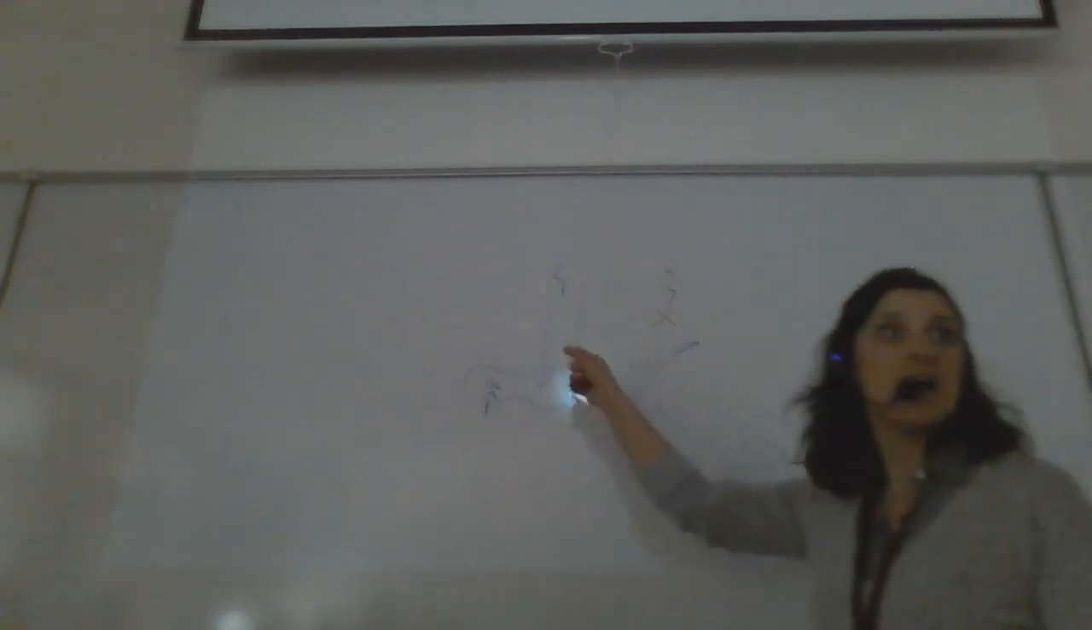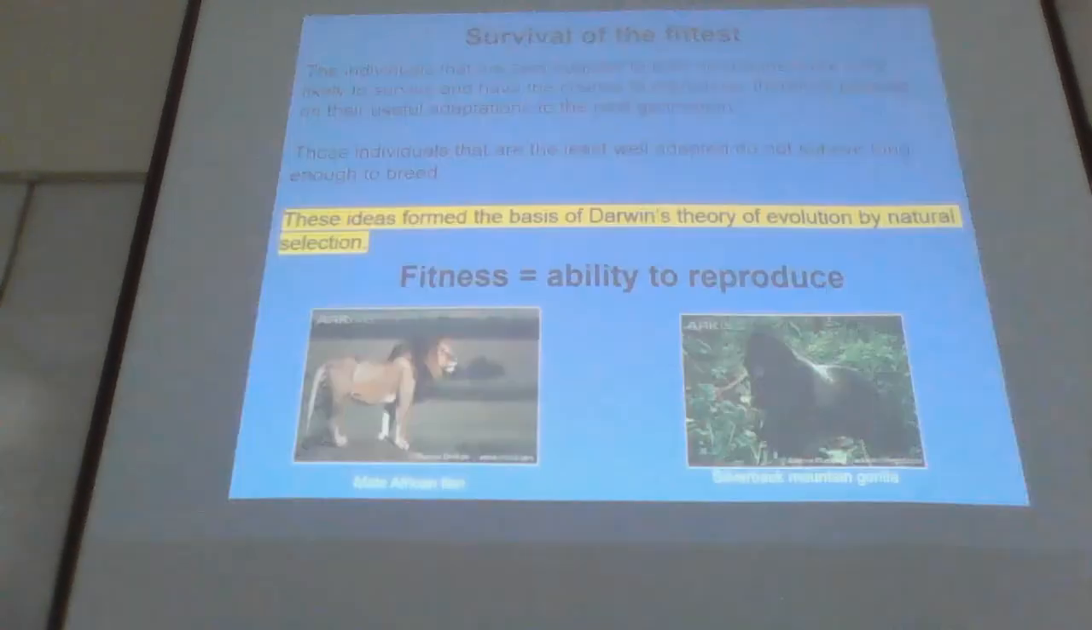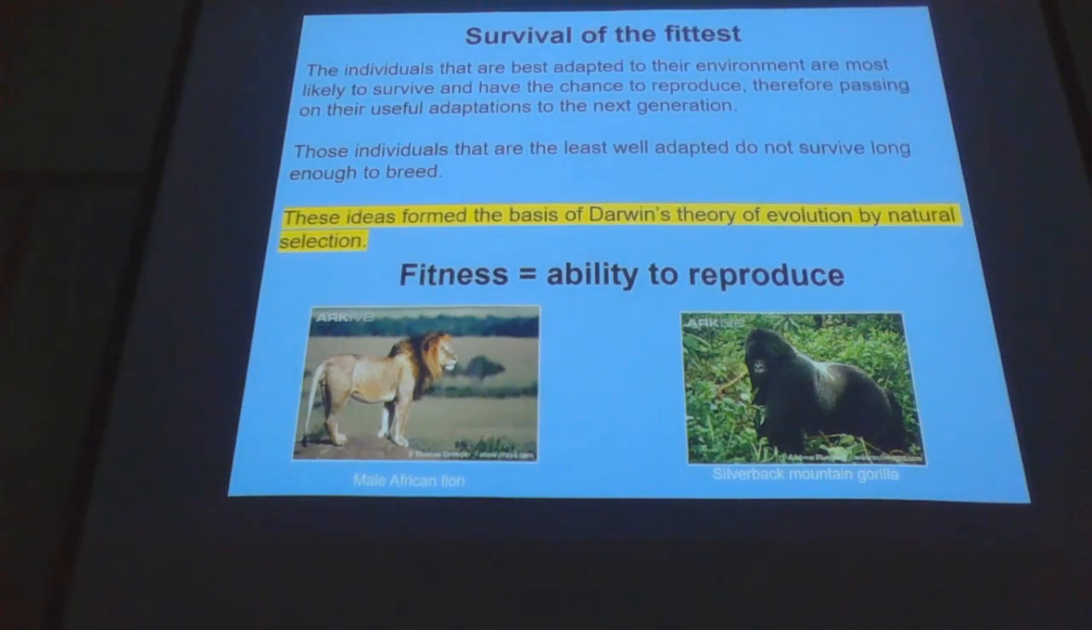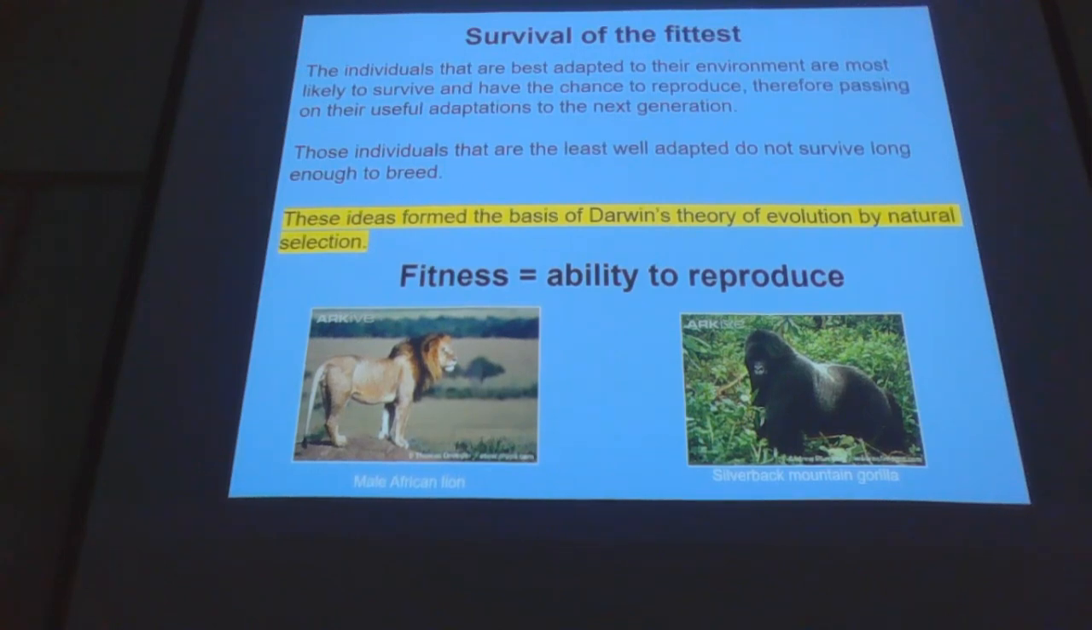It depends on the context, so you cannot define it as good or bad. In this case, it's a trait, a mutation that confers a better ability to survive and reproduce. So it's not always the strongest or the fittest that survives. Sometimes it's the one that has a little defect, if you will. So that's the word fitness: the ability to reproduce.